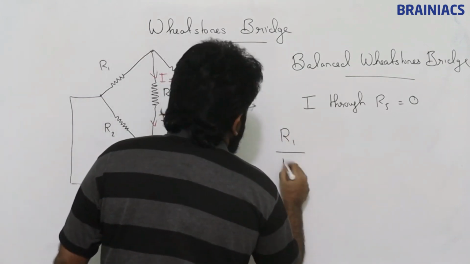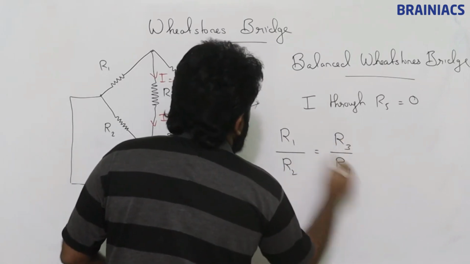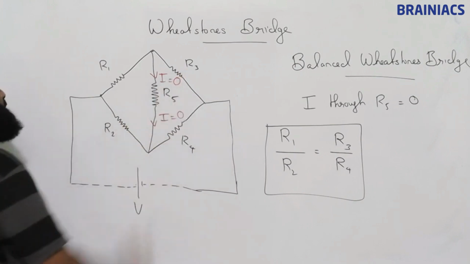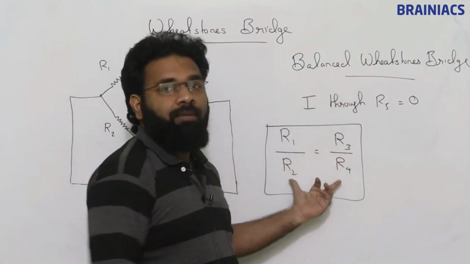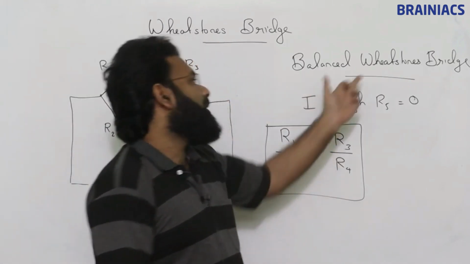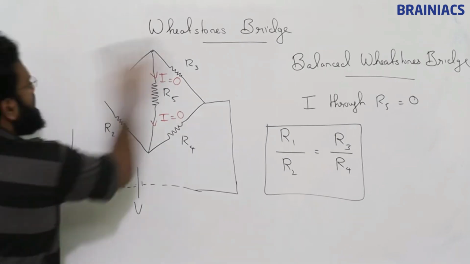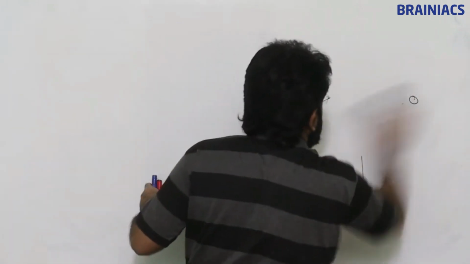If that is the condition, we came to know that R1 by R2 is equal to R3 by R4. This by this will be equal to this by this. Under this condition, this must be valid, and only then will this condition happen. This is the balanced Wheatstone's bridge condition. Now we will see its proof also. Clear? Note it down.